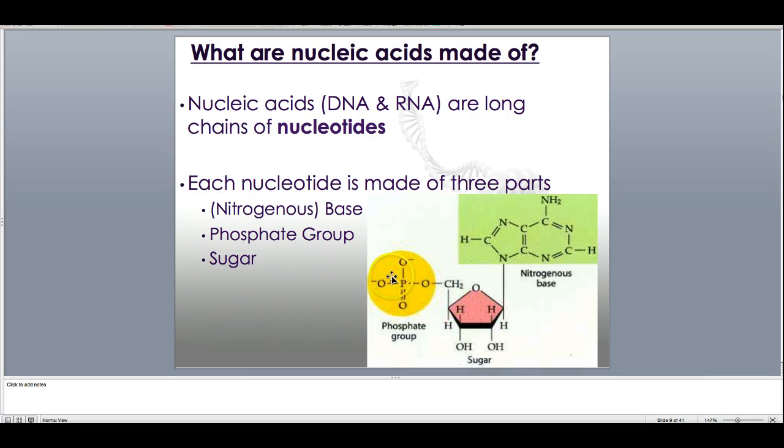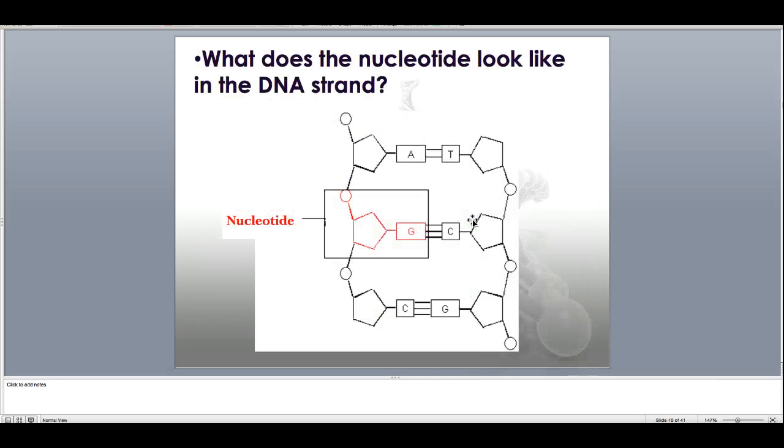It's attached to a phosphate group here and then attached to a nitrogenous base here. This nitrogenous base is really important in DNA and RNA. If you look at it in a DNA strand, here is one nucleotide, and it is combined with many other nucleotides to form this great big stack, okay? And then these nucleotides are also going to bond to complementary nucleotides on the other side, which is going to make up that double strand.